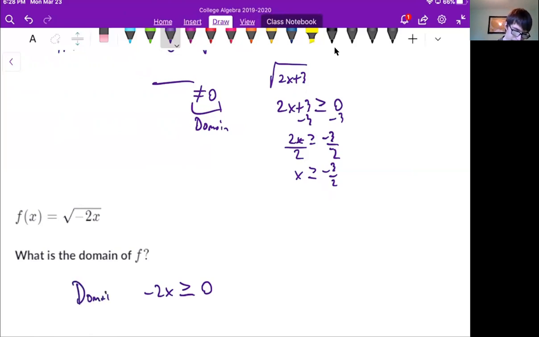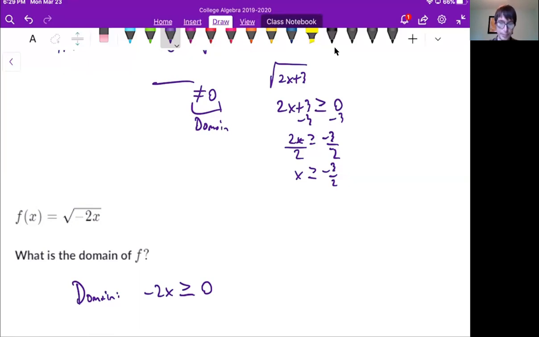So, domain: negative 2x is greater than or equal to 0. We're going to solve this, but remember, we're dealing with inequalities here, so there's a special rule we have to pay attention to. Inequalities work just like an equation in every way, shape, and form, except for one very, very important rule. If you ever divide or multiply by a negative, the sign flips. So it goes from greater than to less than.